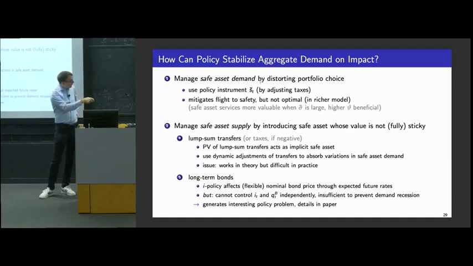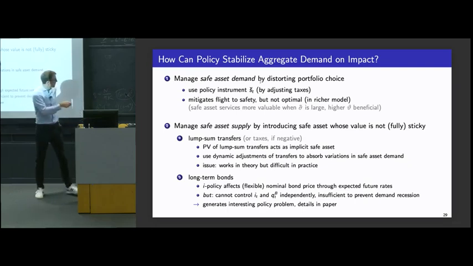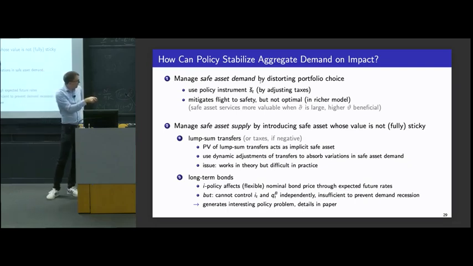And by adding some safe asset whose value is not fully sticky. Because effectively the bond value was fully sticky, because $1 of bonds is $1 of money, and the goods price, money versus goods, is fixed. So effectively the value of dollars is fixed, of bonds is fixed. So there are two ways. One is the cheap way.